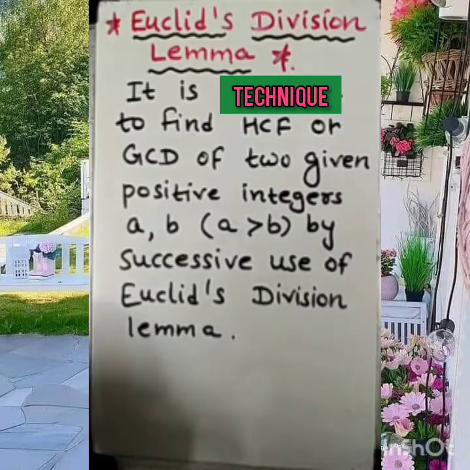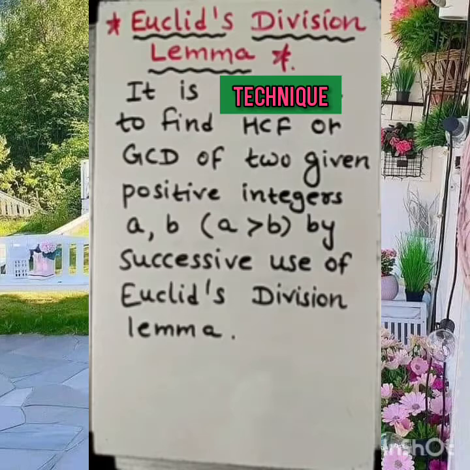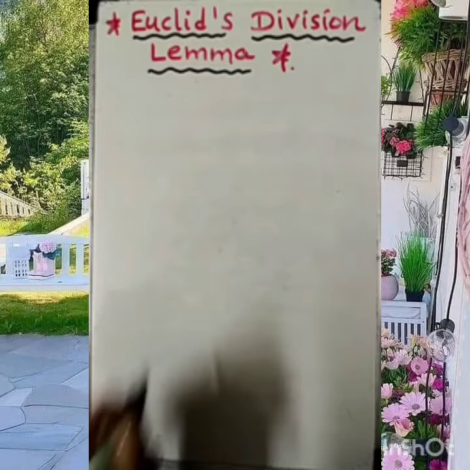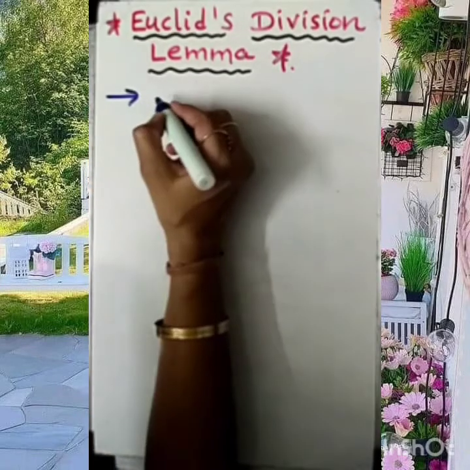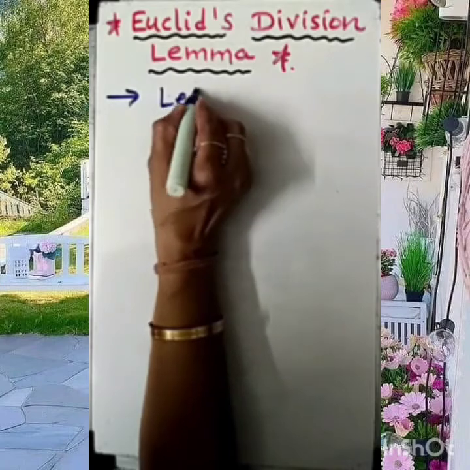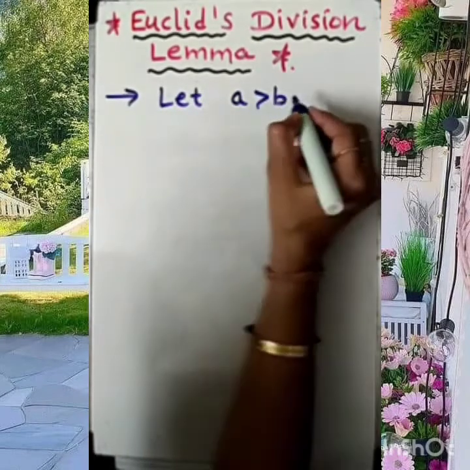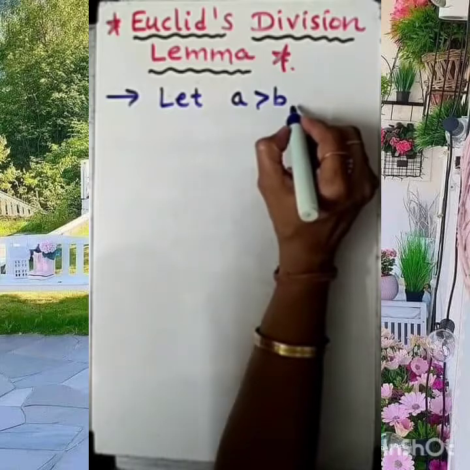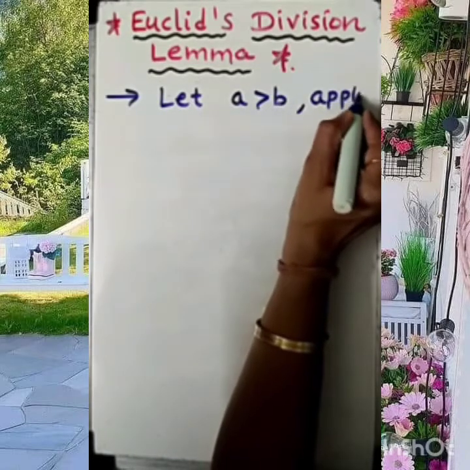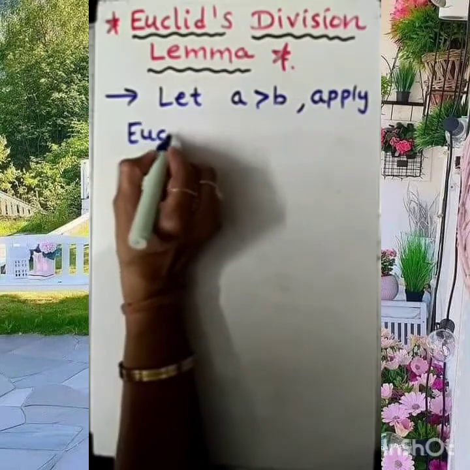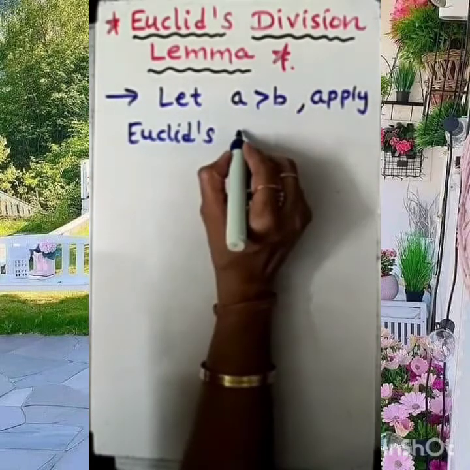And now what is the statement? Let's work out the statement of this lemma. This is why, for which purpose we are using this technique. Let me explain to you. Now what is the statement of Euclid's division lemma? Let's see. Now dear students, let's see the statement of Euclid's division lemma. Let A be greater than B and apply Euclid's division lemma.